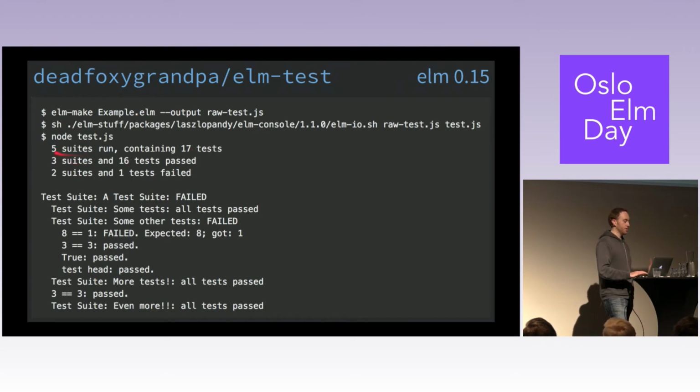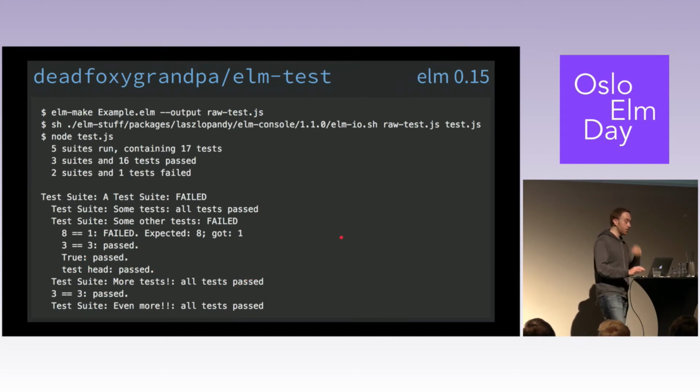And so you can see the output has this notion of suites, and the tests inside the suites tell you how many passed, how many failed. If something fails, it says, okay, in this suite, all the tests passed. In this other suite called some other tests, it failed, and then it gives you some output about what failed. Like 8 is not equal to 1. I expected 8, and I got 1. 3 equals 3, that passed, great. True, passed. This thing passed.